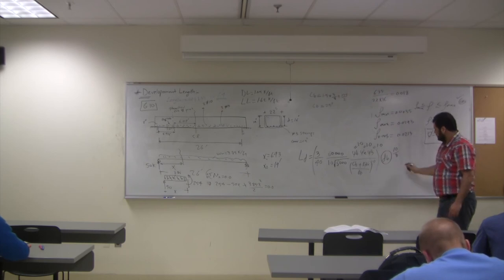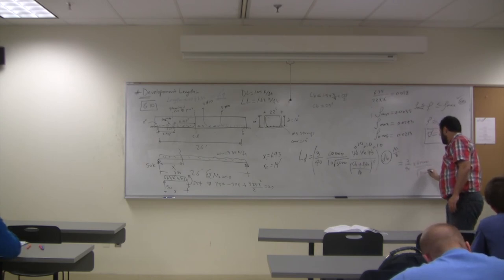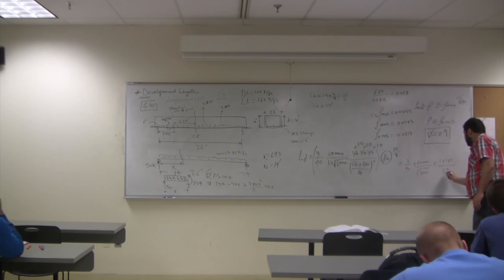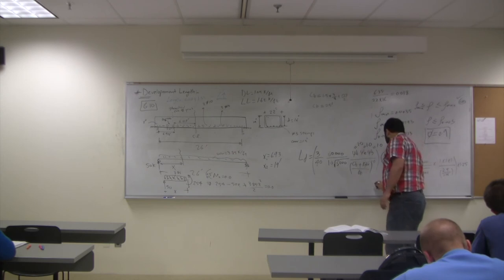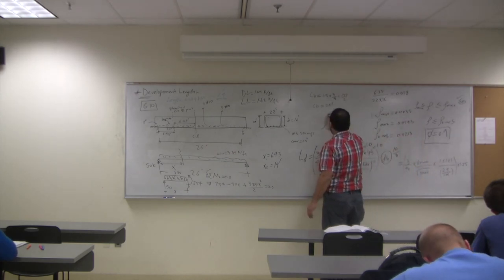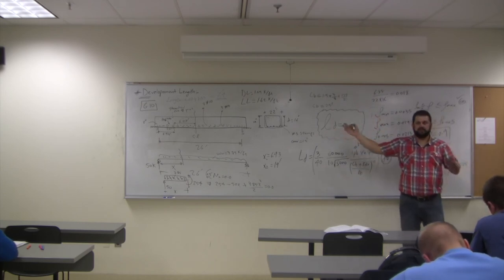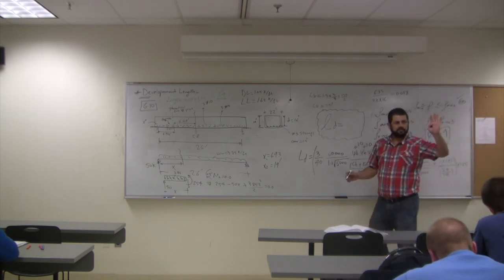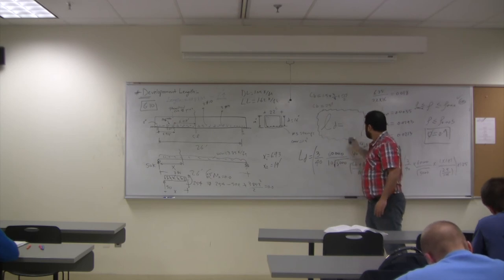So let's calculate that, guys. Equal 3 over 40 times 60,000 over square root of 5,000 times 1 times 1 times 1 over 2.5 over 1.25 times 1.25. And your Ld is the required development length for this bar, number 10, in this configuration, with this cover. How much? I got 39.7. Yep. 39.8 if you want. No, 40. 40 inches.